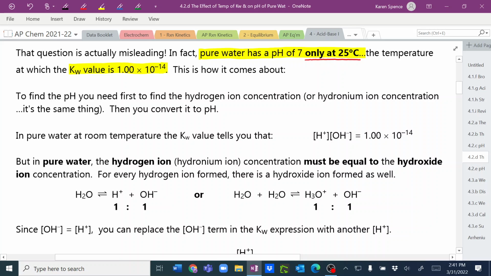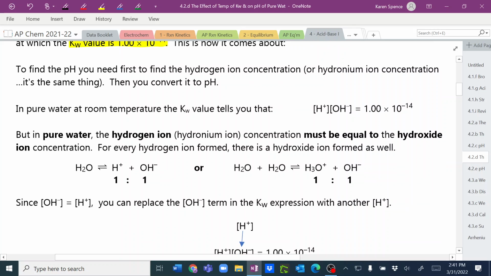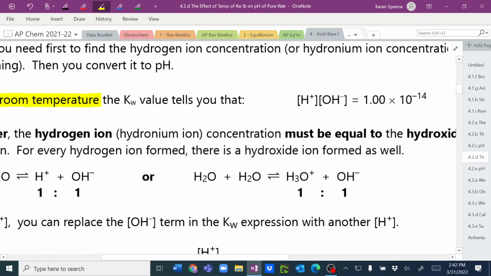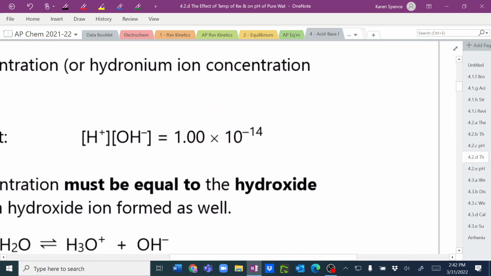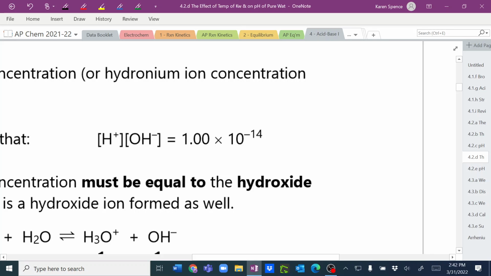So here's some pure water at room temperature. In pure water at room temperature, we have our hydrogen times our hydroxide is 1 times 10 to the negative 14. Could you figure out what the hydrogen ion concentration is just from here? What's the hydrogen ion concentration just from that equation? Chat with your partner. Could you figure out hydrogen ion concentration in pure water?